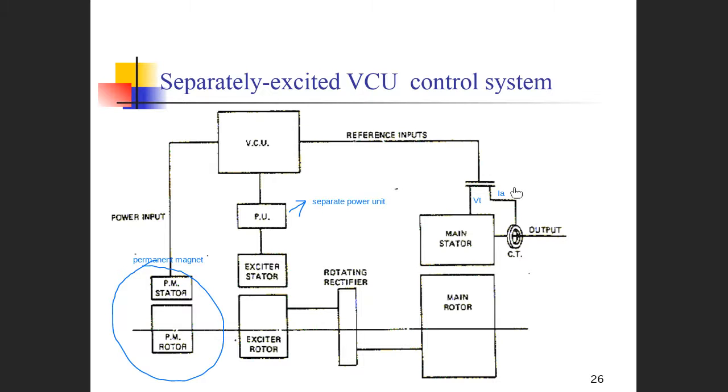Based on the terminal output voltage and currents, with some solid state control units, we can increase or decrease the field currents which are input to the exciters, so that we can control the internal generated voltage on the main stators. It is the main stators' generated voltage that controls the terminal voltage. So this is the separately excited voltage control unit working principle, which is very similar to that of the self-excited, but the difference is that the power unit for the exciter and for the voltage control unit is separate from the generator itself. The previous one comes from the generator armature itself. This one, the power unit for the voltage control unit and the exciters, is separate from the generator armatures.